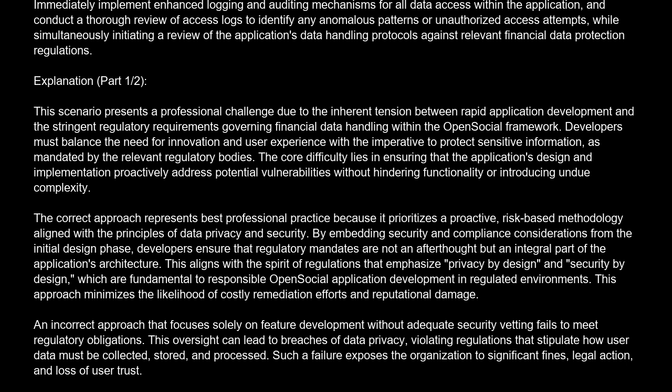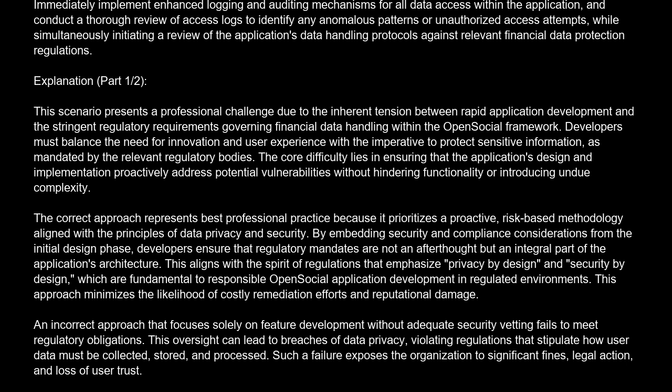Explanation: this scenario presents a professional challenge due to the inherent tension between rapid application development and the stringent regulatory requirements governing financial data handling within the OpenSocial framework. Developers must balance the need for innovation and user experience with the imperative to protect sensitive information, as mandated by the relevant regulatory bodies. The core difficulty lies in ensuring that the application's design and implementation proactively address potential vulnerabilities without hindering functionality or introducing undue complexity.